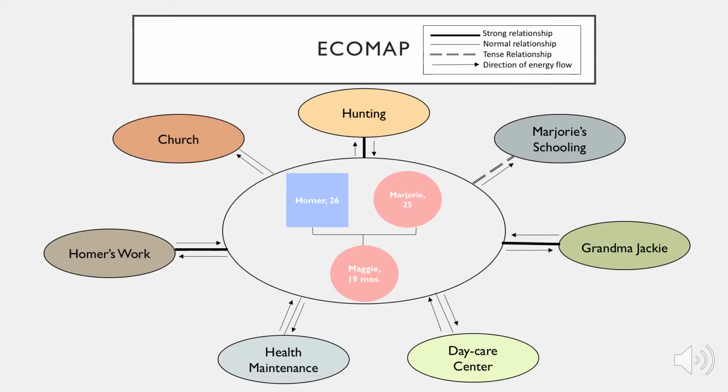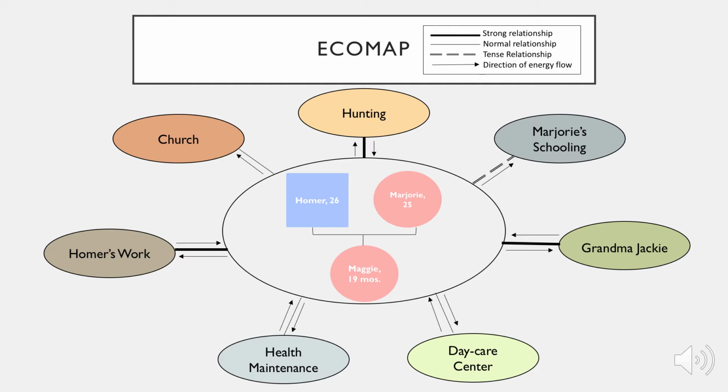This ecomap shows relationships between the nuclear family and the community, as well as interactions between other important aspects of the family's life. The family has a normal connection to their local Catholic church. The direction of energy flows into church, as the family attends regularly, but reports no outstanding financial or emotional support from church. Moving down, one can see the family has a strong connection to Homer's work, since he spends much of his time and energy on his work and is compensated with financial means.